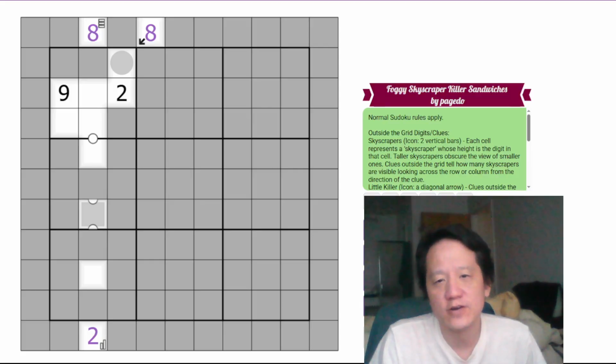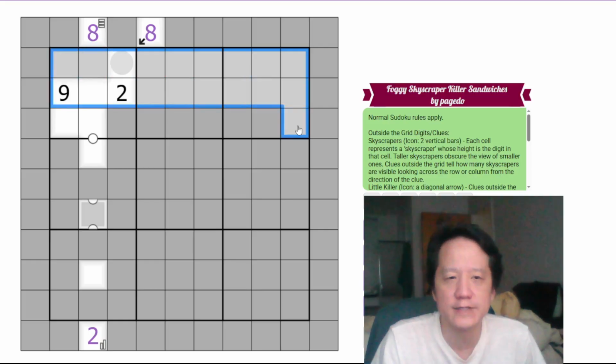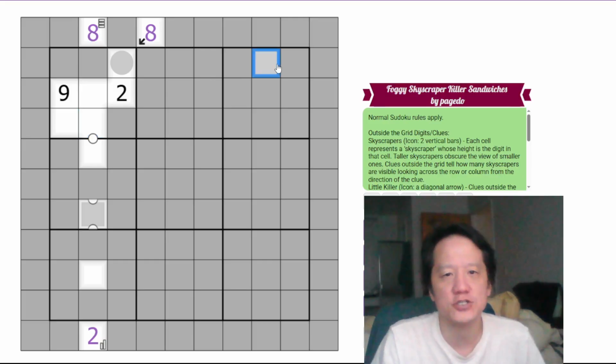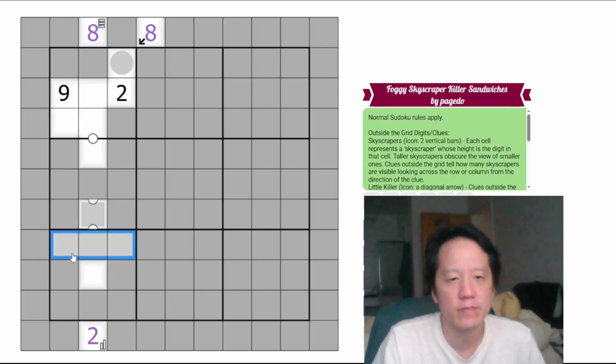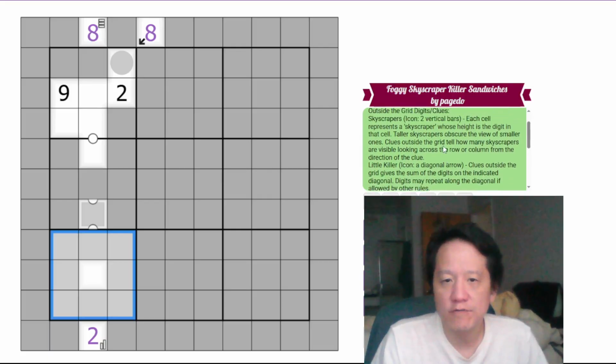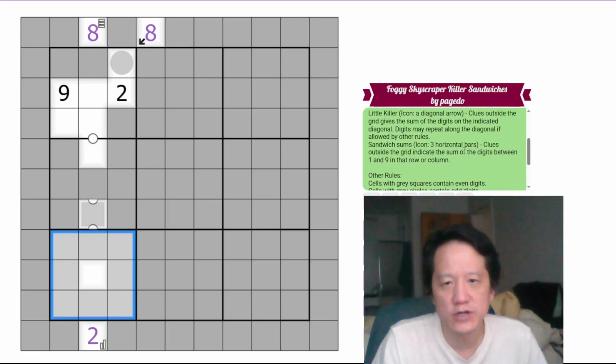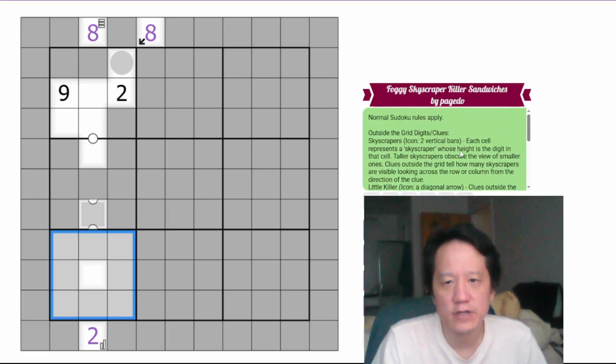And I guess it's a pretty much accurate representation of the puzzle. So I guess it's Fog of War, Skyscraper Puzzles, Killer Sudoku, and Sandwiches. Here are the rules. Normal Sudoku rules apply, which means fill the entire 9 by 9 grid with the digits 1 through 9, such that there are no repeats in any row, column, or 3 by 3 region. We have outside, okay, it's not Killer Cage, it's Little Killer. So these are all rules that are outside the grid.